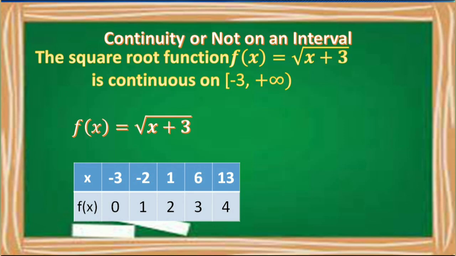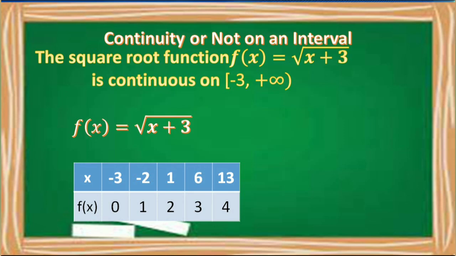If x is negative 2, then f of x is 1 because the square root of negative 2 plus 3 is equal to the square root of 1 and the square root of 1 equals 1. If x is 1, then f of x is 2 because the square root of 1 plus 3 is equal to the square root of 4, and the square root of 4 equals 2.